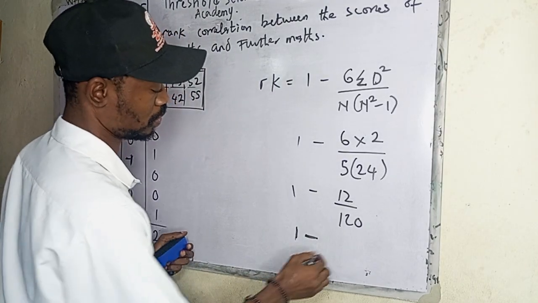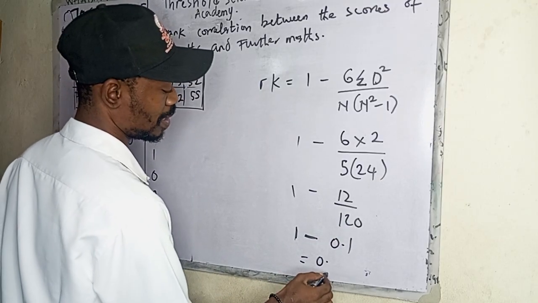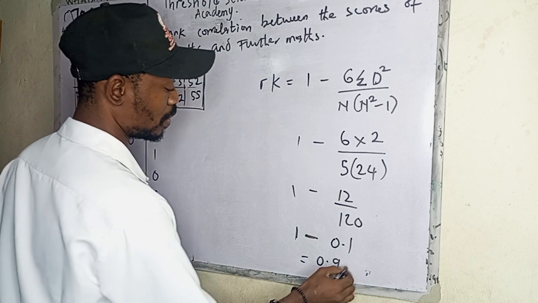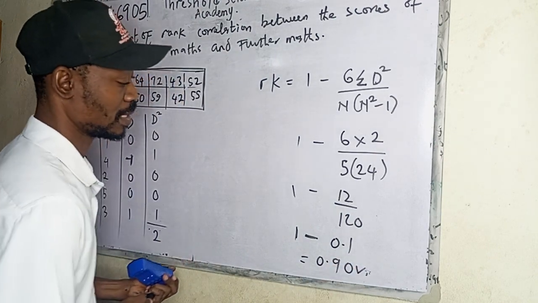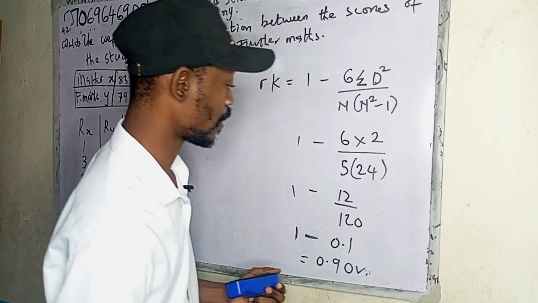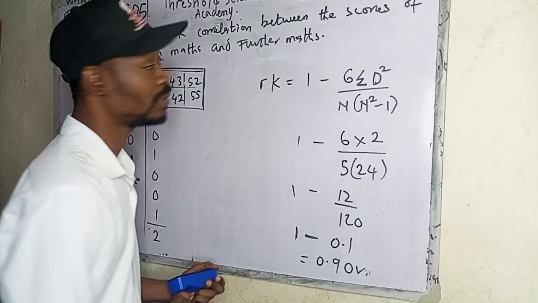1 minus 0.1, and that's going to give us 0.9, yeah, 0.90, and this is positively ranked, and that is the answer to that. Yeah, that's the answer to that. The answer is 0.90. See you in the next question.